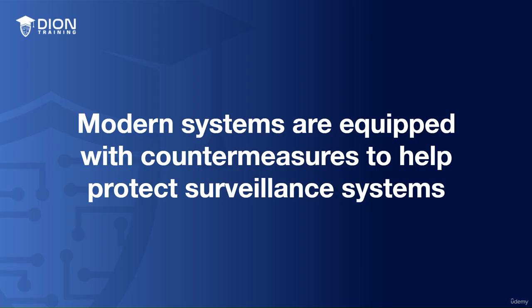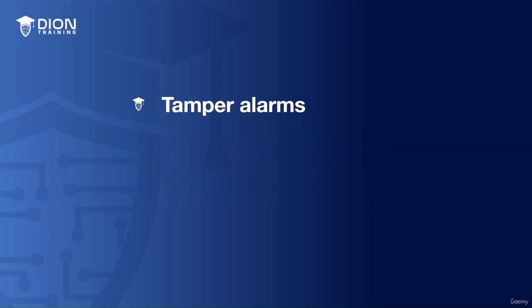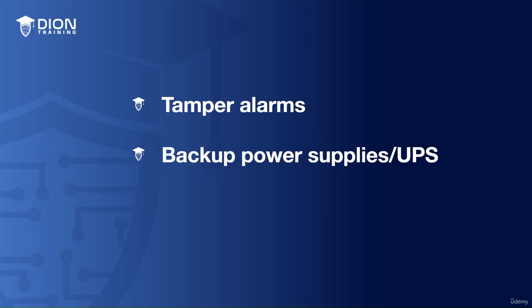So you may be wondering, how can I stop these kinds of attacks against my surveillance systems? Well, all the methods I just talked about may make it sound like bypassing surveillance is really easy, but in modern systems, they're often equipped with countermeasures to help protect them. For example, some surveillance cameras come equipped with tamper alarms that will notify security personnel if somebody attempts to physically tamper with those cameras. Some surveillance systems are also equipped with backup power supplies or uninterruptible power supplies in order to counter power-based attacks. Other advanced surveillance setups may also employ encrypted frequency hopping signals to guard against jamming and eavesdropping attacks that an attacker might try to do.